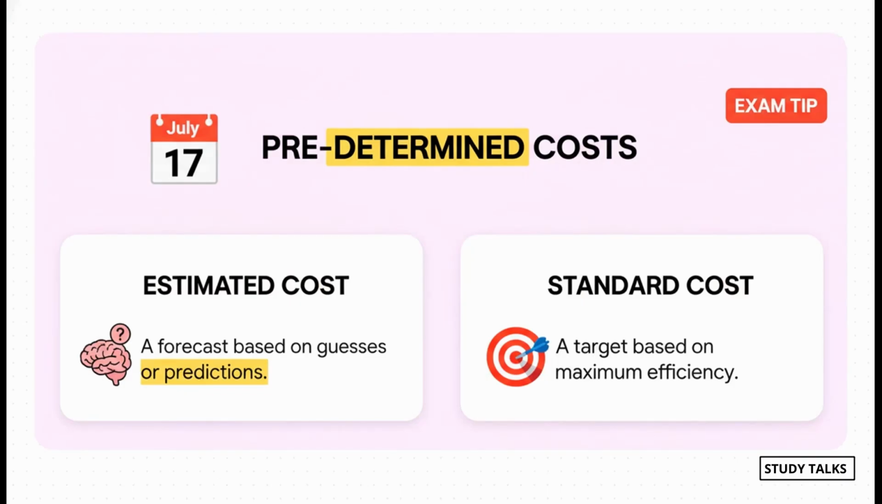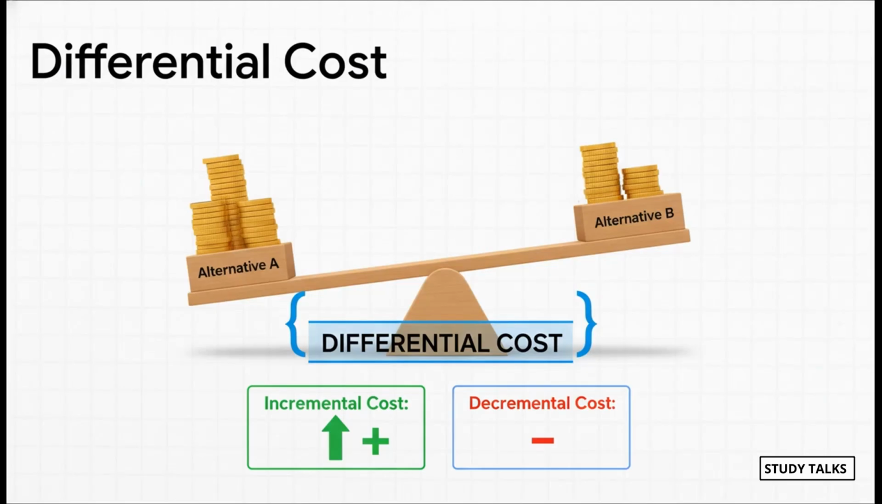Now, this next one is a pretty subtle difference, but it's important. A predetermined cost is just any cost you figure out before you start production. It's an estimate. But a standard cost is a very special, very specific type of predetermined cost. It's not just a guess, it's a target. It's what the cost should be if everything runs perfectly and efficiently. It's a benchmark.